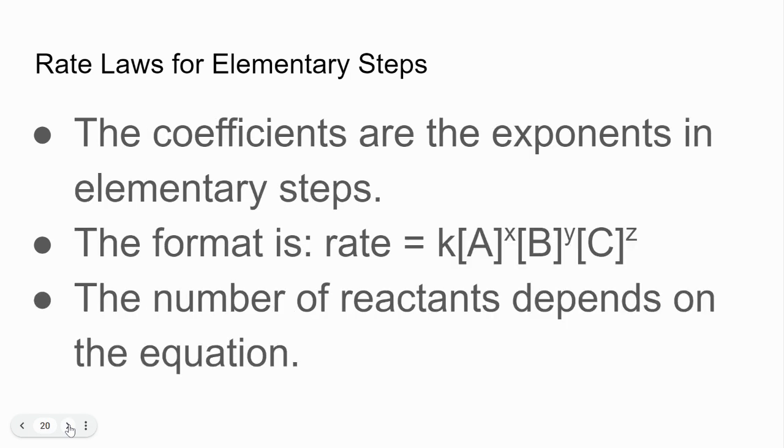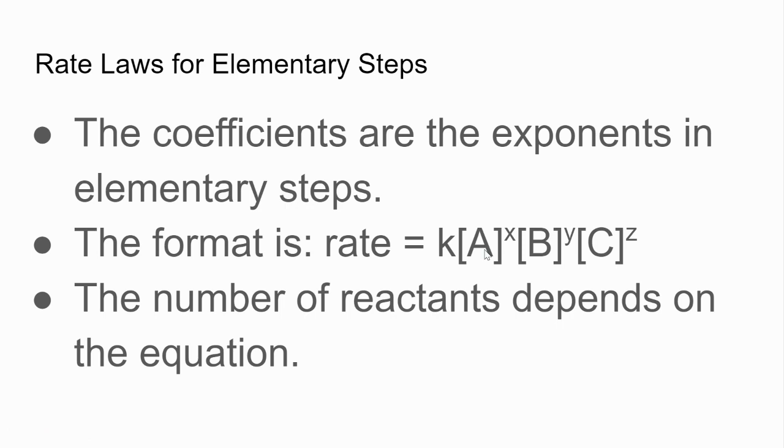What we're going to do is take the coefficients from each substance and write them as that substance's exponent. So the format is rate equals K times whatever the concentration of reactant A is to its coefficient, whatever the concentration of B is to its coefficient, and if there's 3, whatever the concentration of C is to its coefficient.